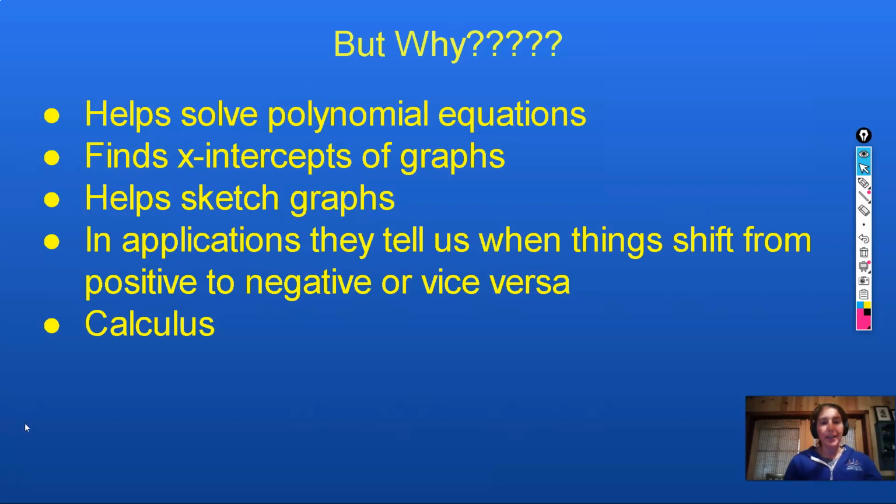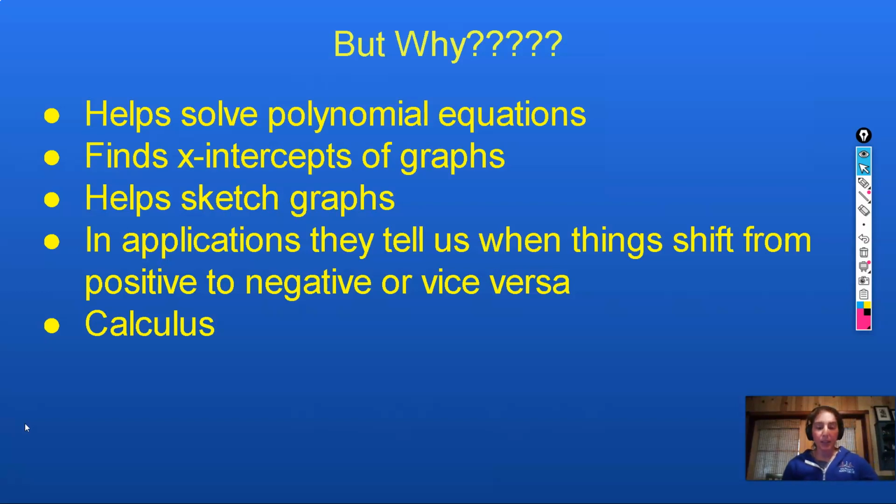It helps us find the x-intercepts of graphs. So if we're given a polynomial in the equation form only, we will be able to find the x-intercepts of the graphs if we can find the zeros. It helps us sketch graphs because, again, we can find the x-intercepts. And when we get to multiplicity, that will also help us sketch these graphs of polynomials.